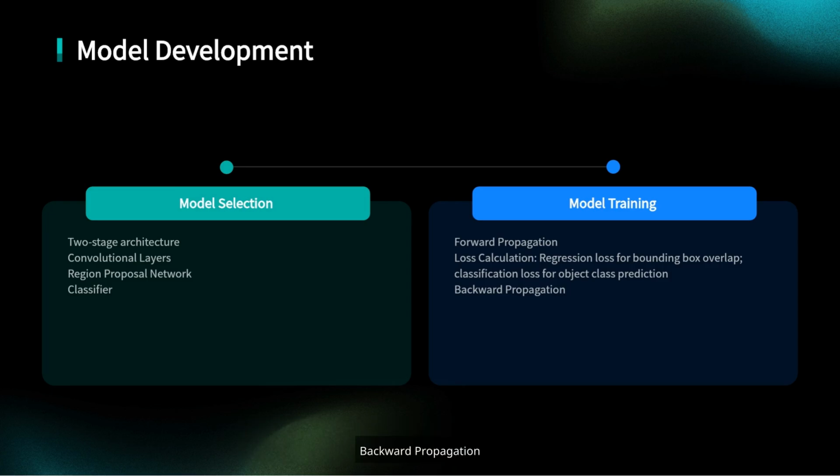Backward propagation. The total loss is used to compute gradients with respect to all network parameters. We use backpropagation to update weights across the CNN, RPN, and classification head. Optimizers like SGD with momentum or Adam are used to iteratively reduce the loss. Proper tuning of the learning rate, weight decay, and batch size is crucial to convergence.